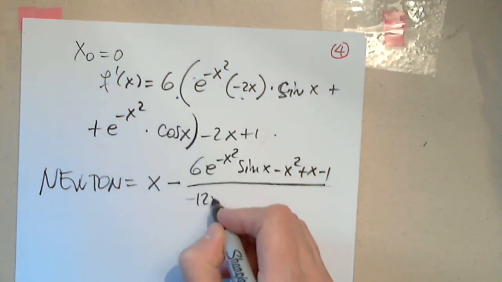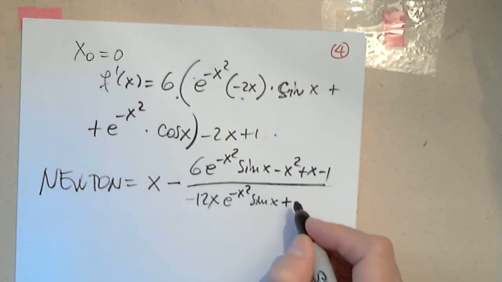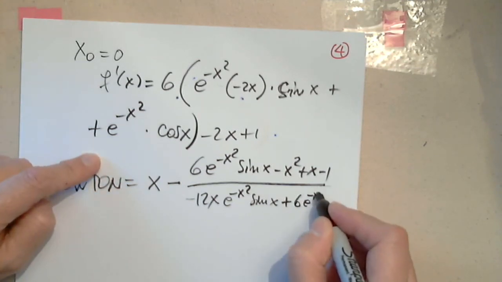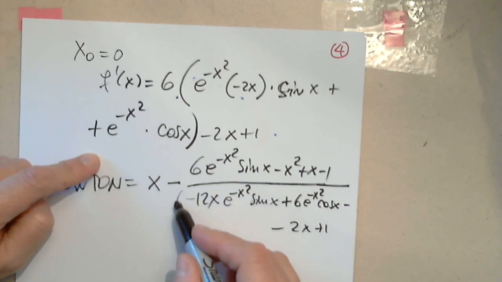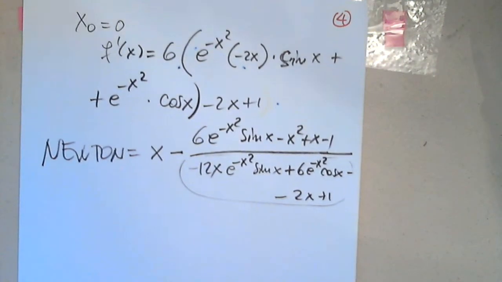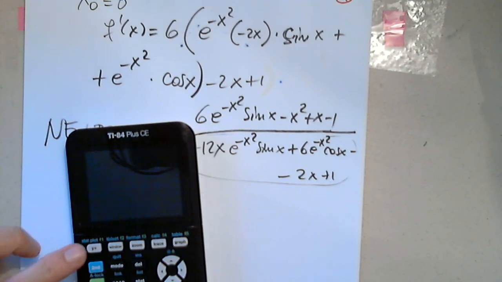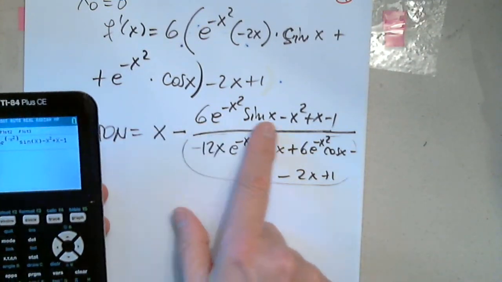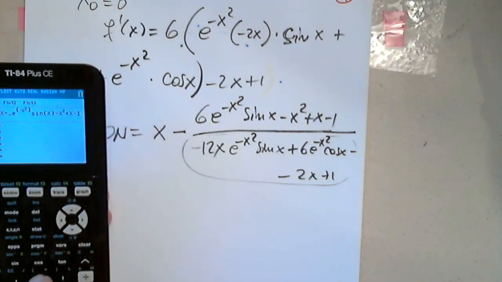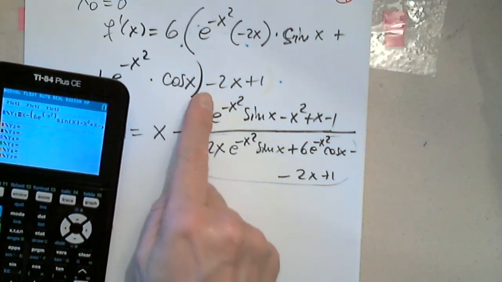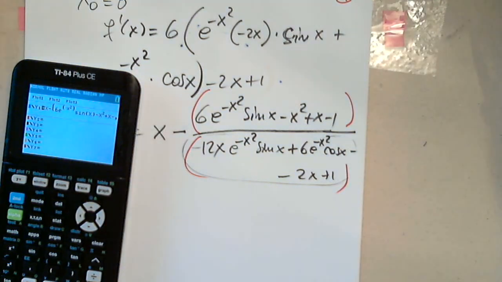So I have negative 12x e to negative x squared sine x plus 6 e to negative x squared cosine x minus 2x plus 1. These are all in the denominator. So now we're ready to put this in the graphing calculator. Do not delete what you had before. You already had the numerator. So let's insert x and subtract and put parentheses. So I put in x minus and parentheses. Do not forget we need parentheses around the numerator and parentheses around the denominator.